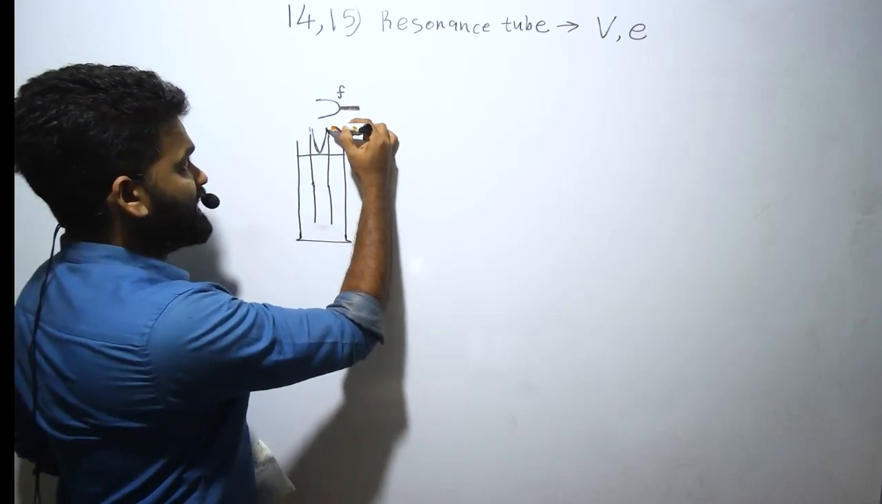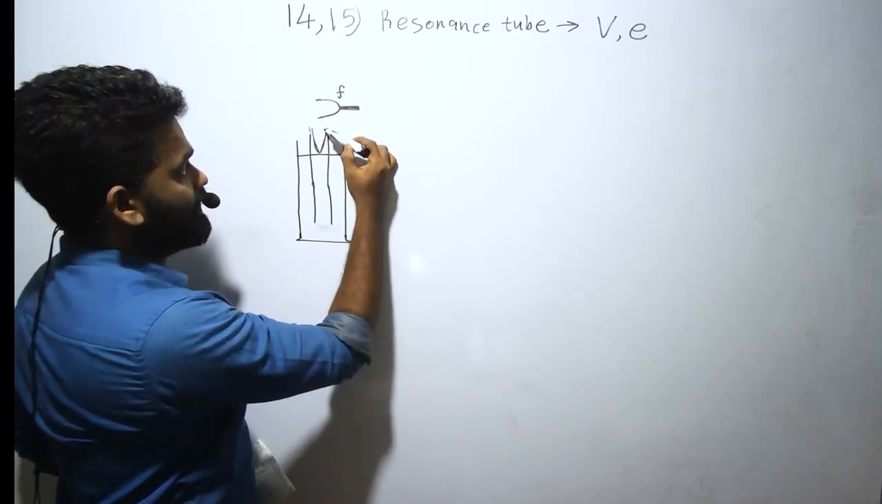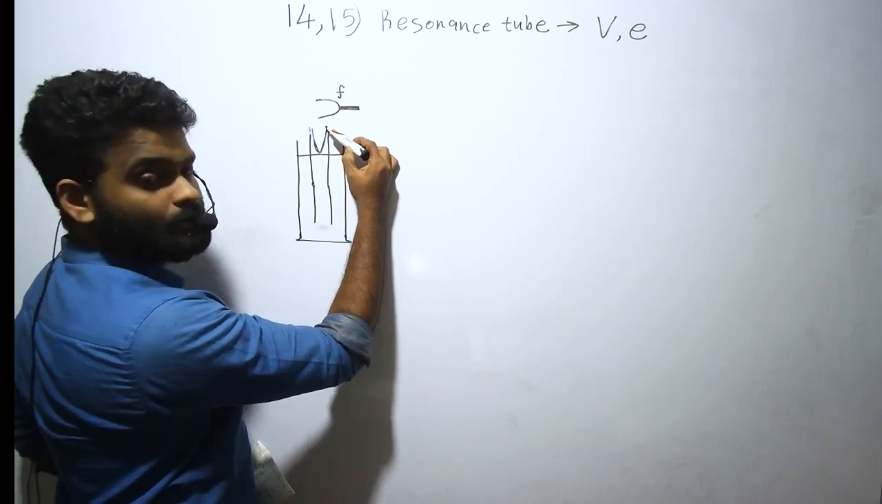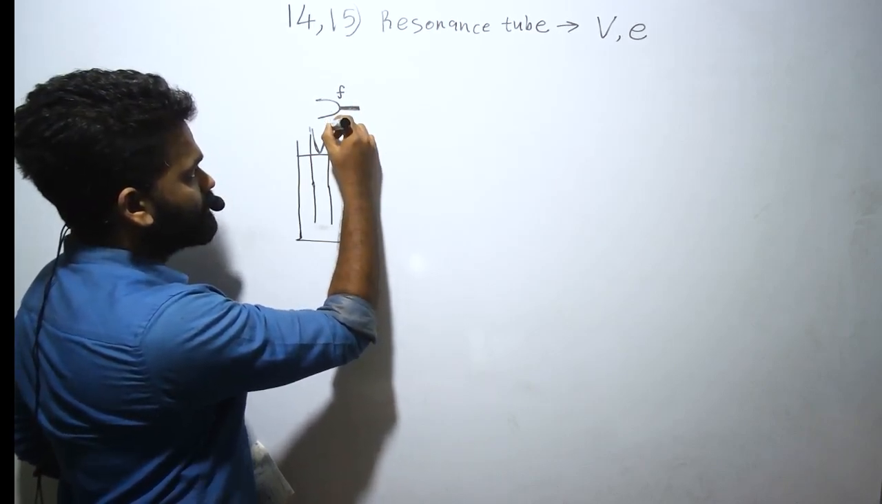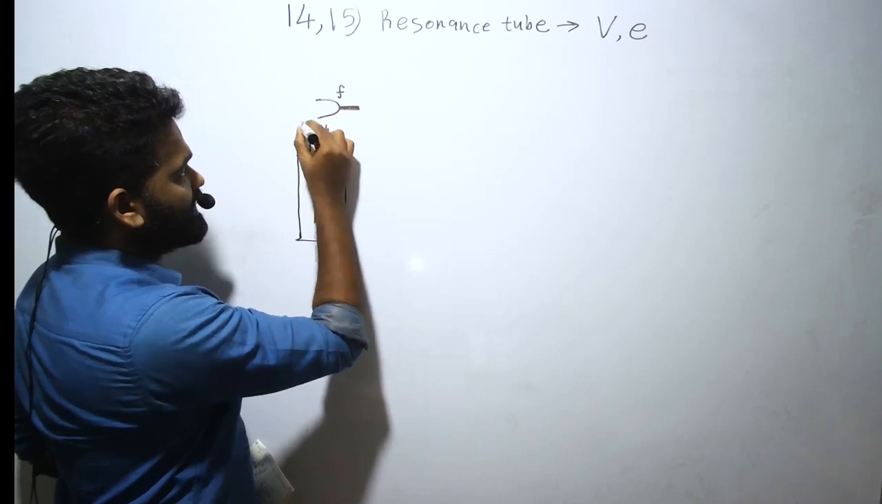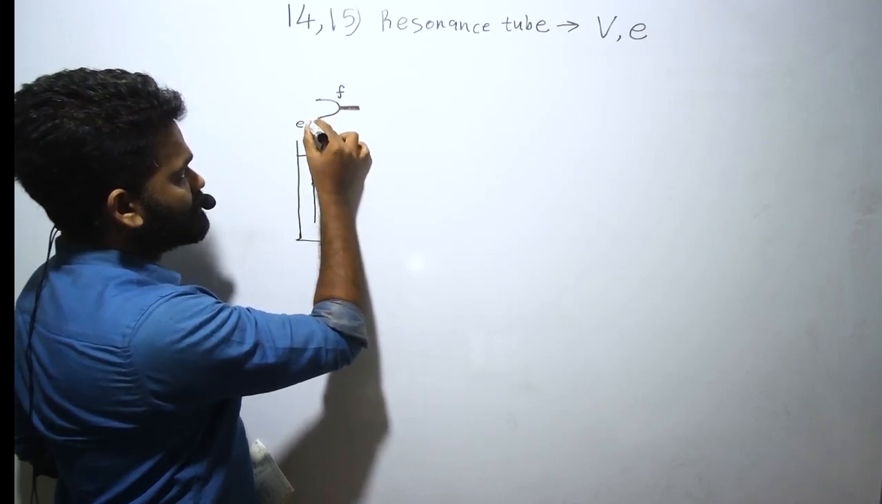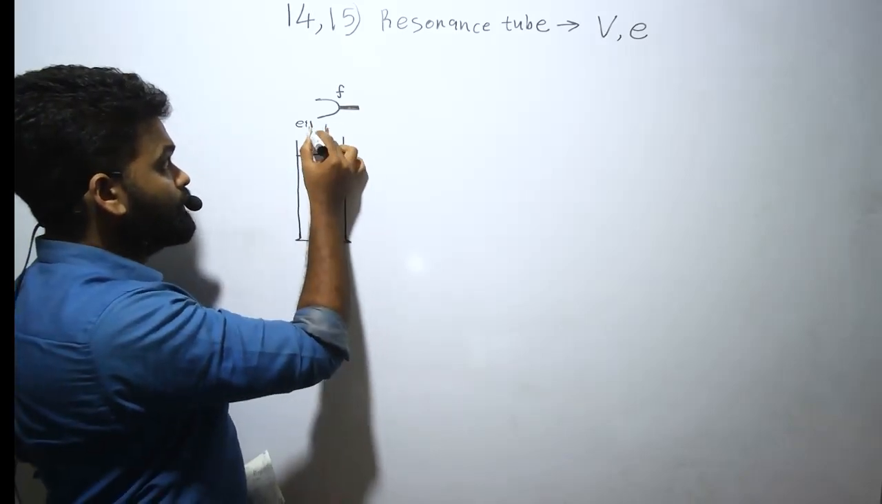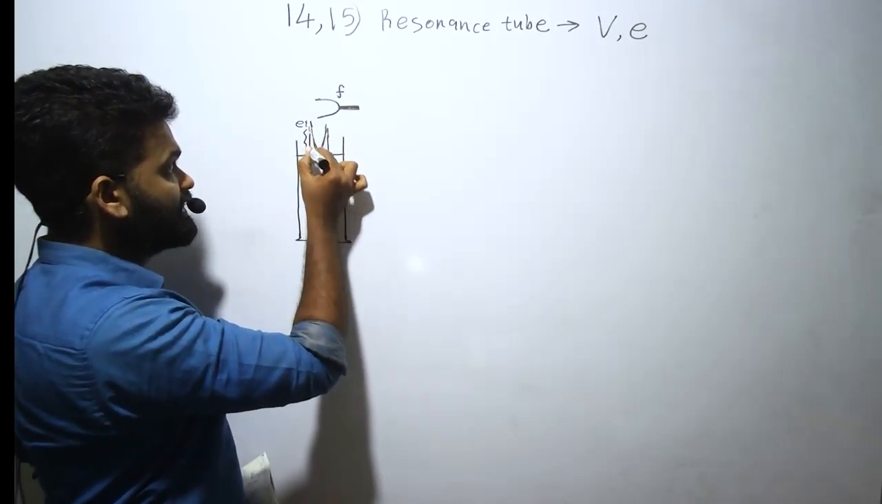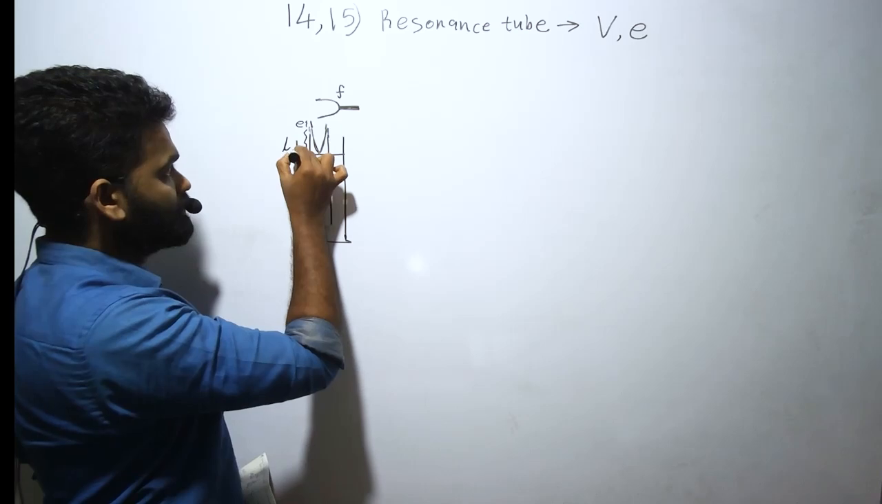So you know that there's an end correction. The wave does not stop here. It would slightly move above, like this. That is what we call the end correction. Then this length, we can say, is L1.